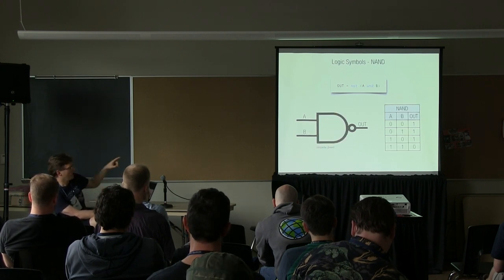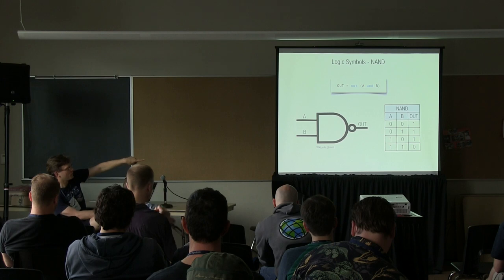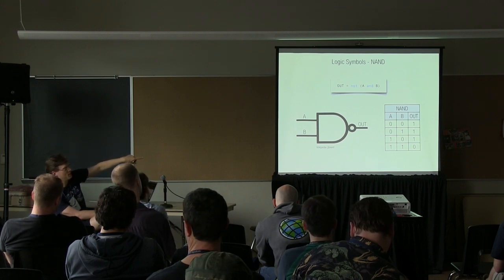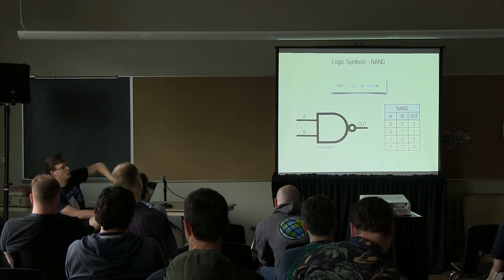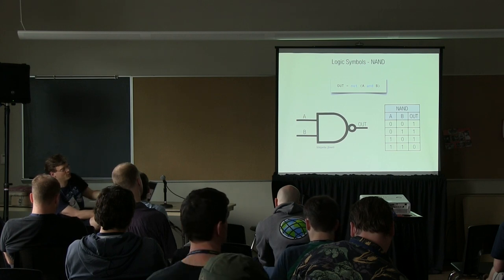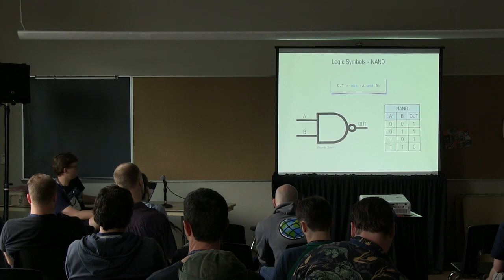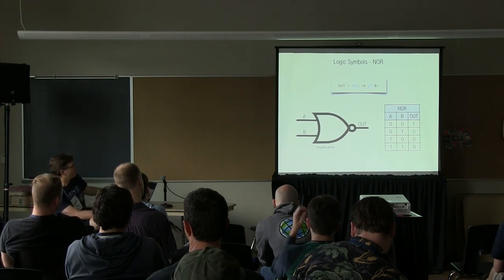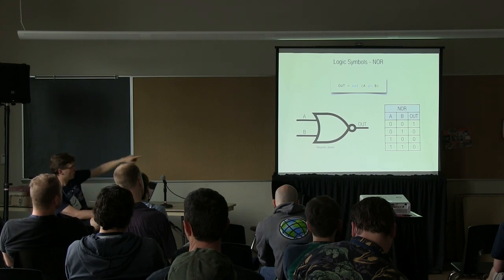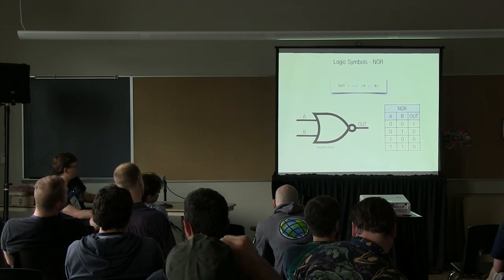Taking that concept forward, we have what looks to be an AND gate, but it has a circle on the output. And what that means is that it acts like an AND gate, but the outputs, which would have been one for an AND gate, are now zero and vice versa. So it's now a NAND gate. And same thing applies here. We've got a NOR that's made out of an OR with an inversion on the output.